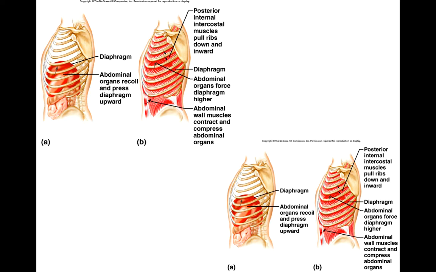And just try this. Sitting there, just try to breathe out as much air as you possibly can, and try to sit upright. You can't, because you're contracting those stomach muscles. Also, you contract those posterior intercostal muscles.